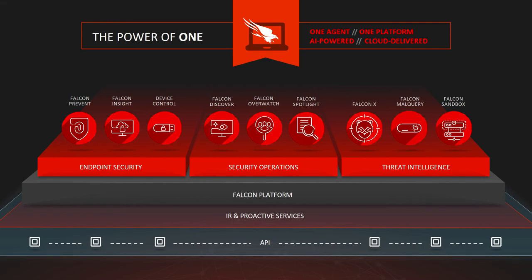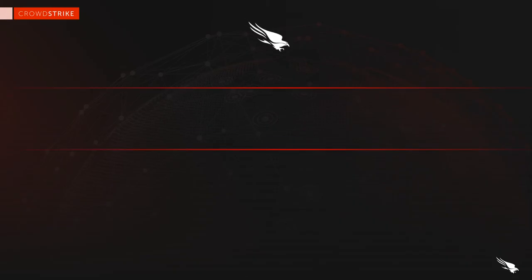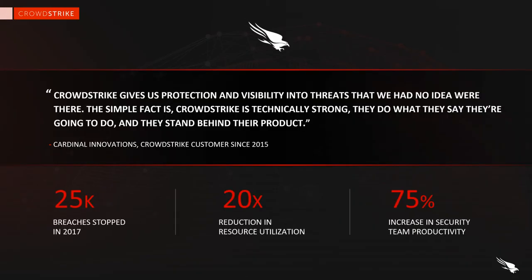It's one thing for someone to say they are going to build a new product or redefine the industry, but it's another thing to deliver on those promises. The Falcon platform from CrowdStrike has delivered on those promises, stopping over 25,000 breaches in 2017 alone, improving performance and productivity by reducing resource utilization by 20 times, and getting more out of your security team by increasing their productivity by 75%. This simplicity is also extended into the user interface.